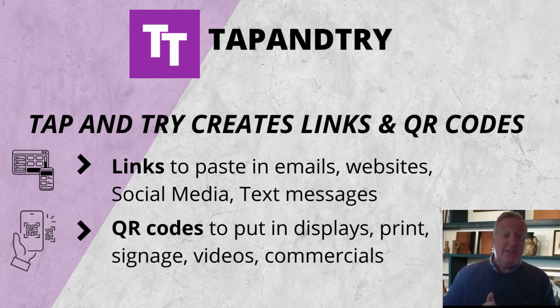So what exactly is Tap and Try? Well, Tap and Try creates links and QR codes that you can simply paste into your social media, into your emails, websites, text messages. The QR codes can be put into displays, print, signage, even shop windows. And the idea of these is that with a very simple engagement, that is a click or a scan of the QR code, a user can instantly and easily visualize your products in use, in their own homes, on themselves, whatever your product happens to be.